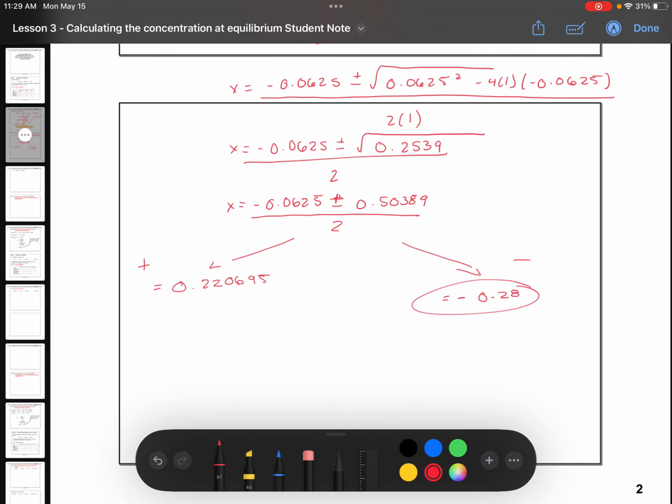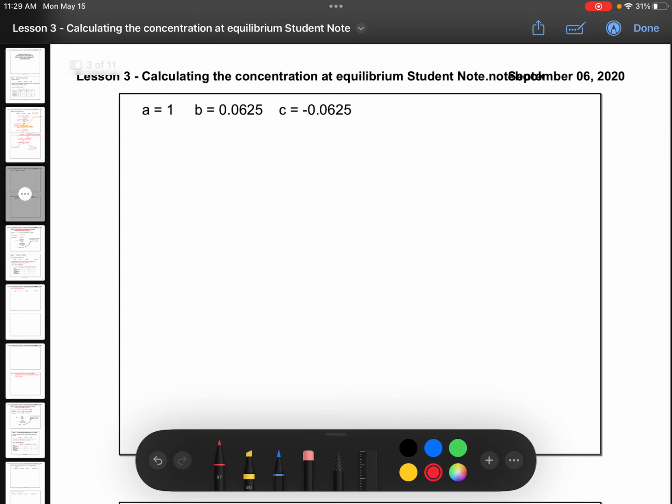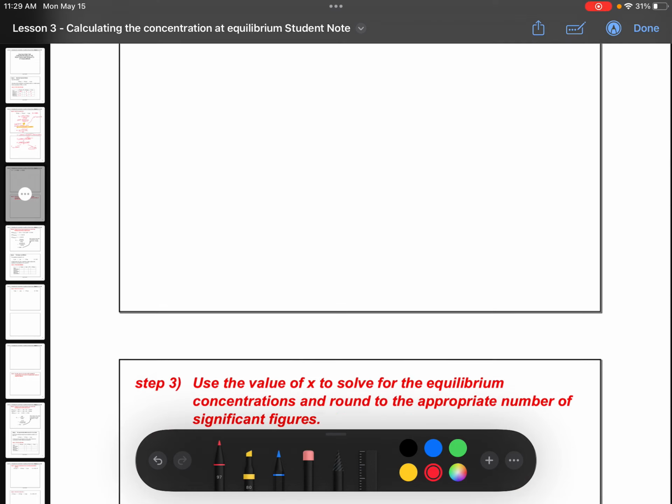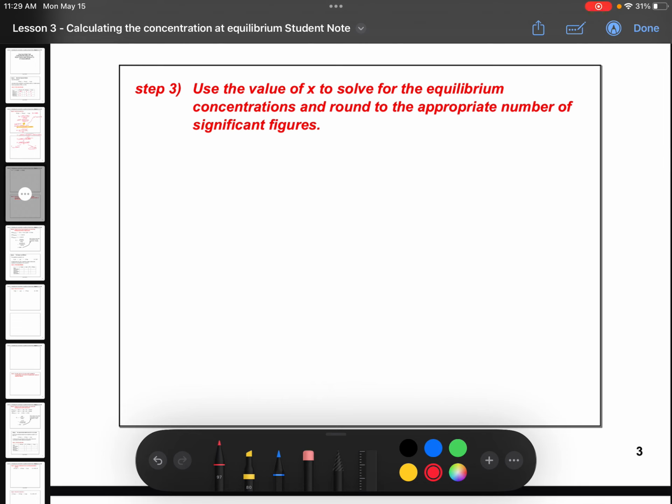0.220695. And then if we were to subtract them, we would get negative 0.28. Because this is a negative, it doesn't make sense, so it is excluded. We're not going to use negatives. So this is our ABC. We just use that. And now step 3 is use the x values to solve for the equilibrium concentrations and round to the appropriate number of significant figures.